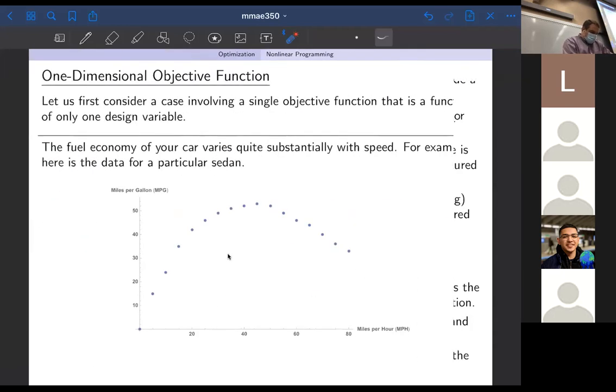All right, so let's look at a simple example. This is a one-dimensional objective function. And what that means is the one dimensionality means it only has one independent variable, x. So there's only one design variable.